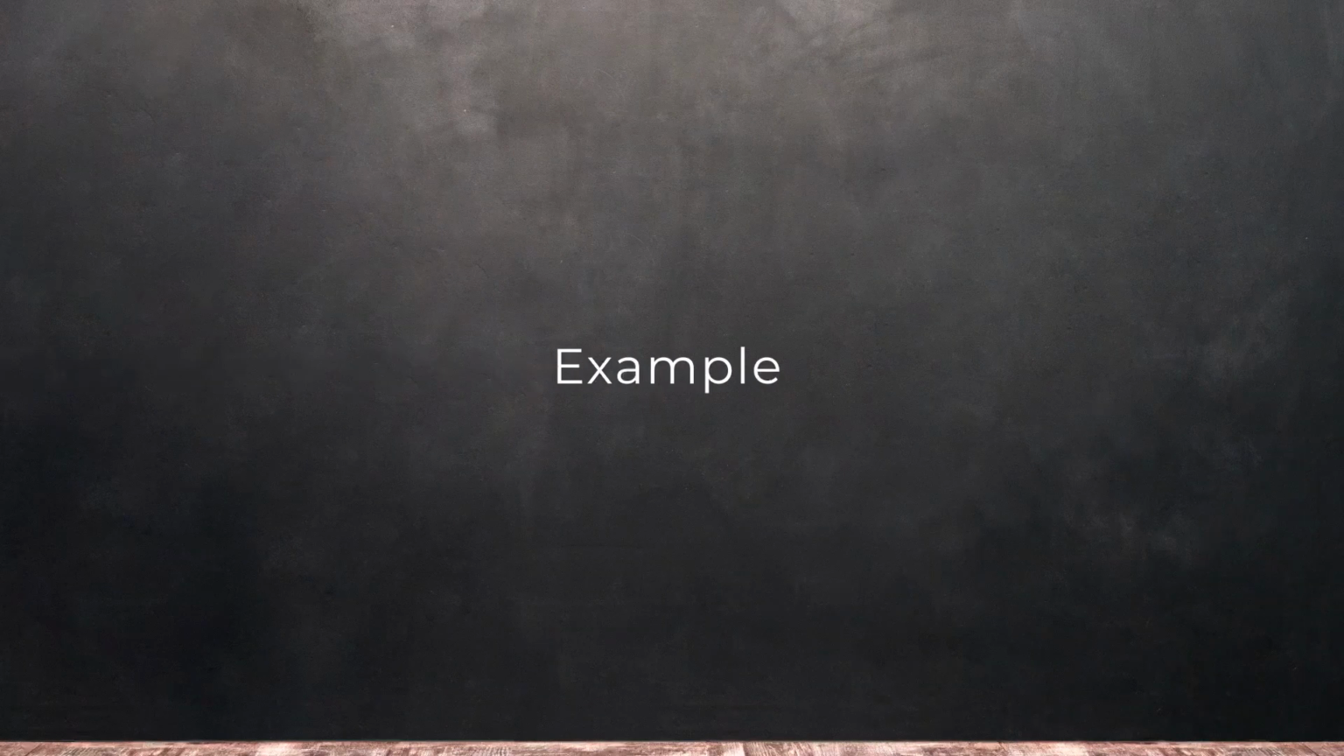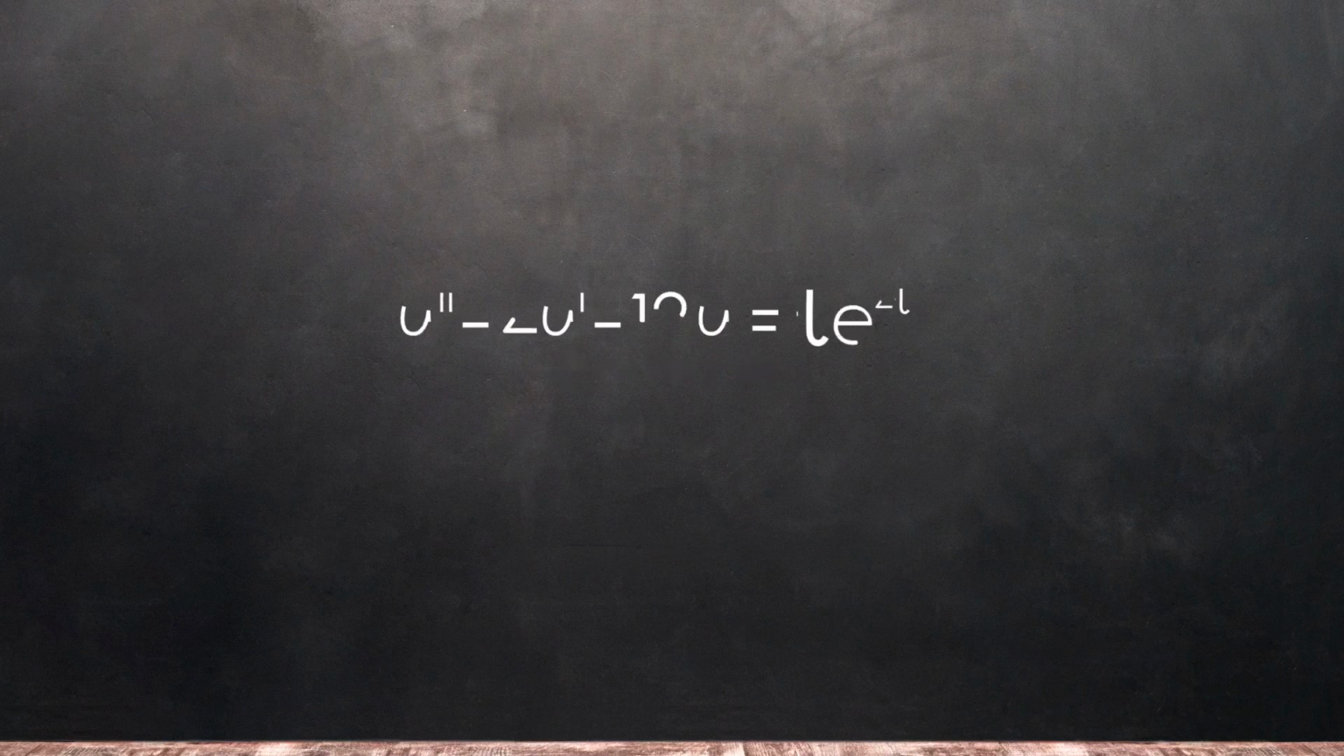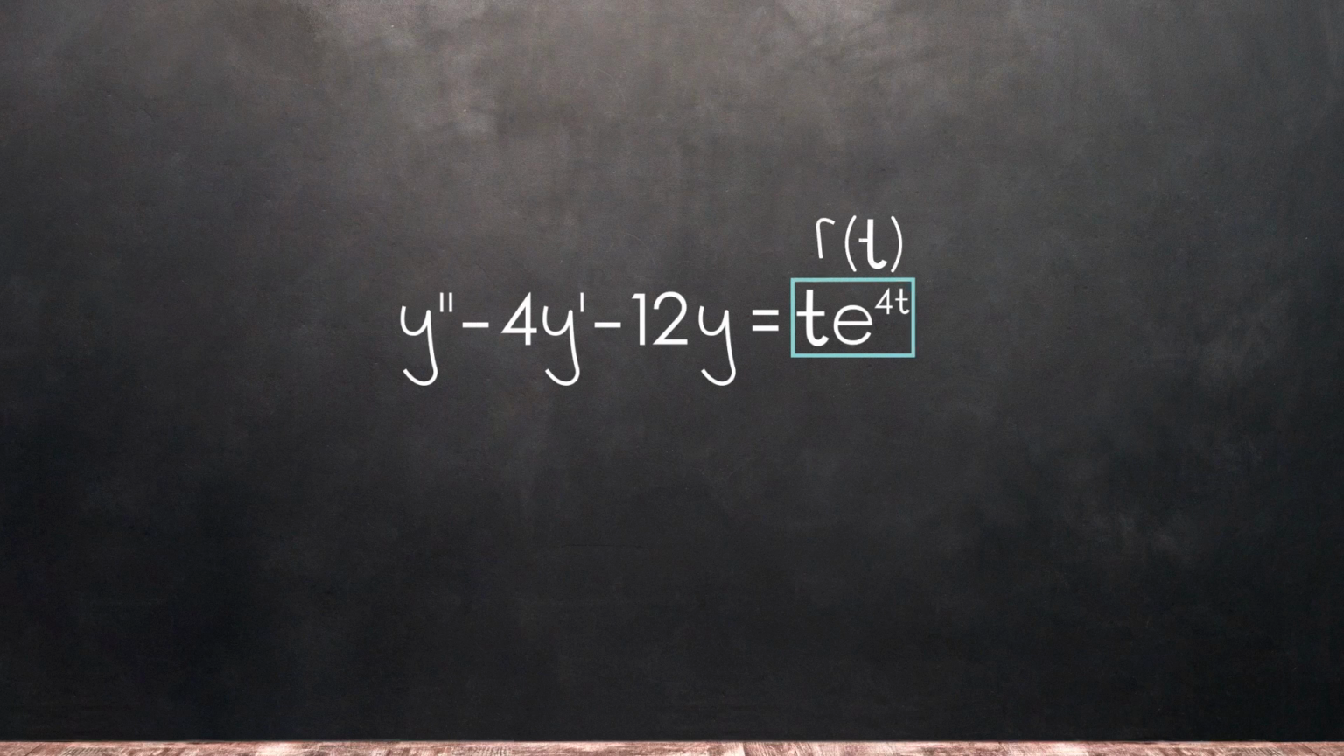Let's look at an example of how this method is executed. Consider the differential equation y double prime minus 4y prime minus 12y equals t times e to the 4t. As we can see, all coefficients are constant, and the differential equation is linear, since it doesn't contain any functions of y other than itself and its derivatives. In this example, f of t is t times e to the 4t. This classifies as a product of the polynomial function t and the exponential function e to the 4t.